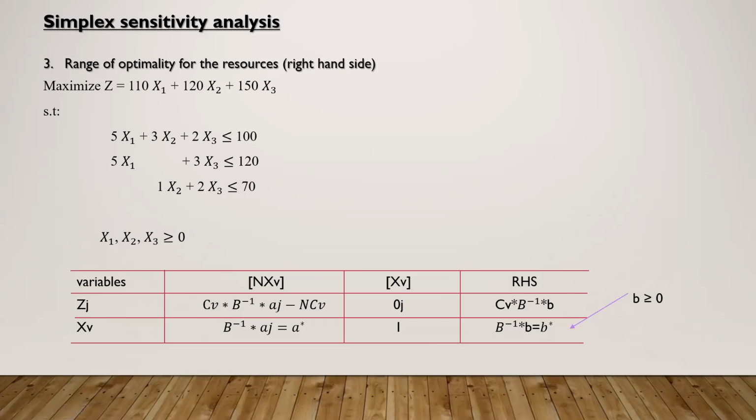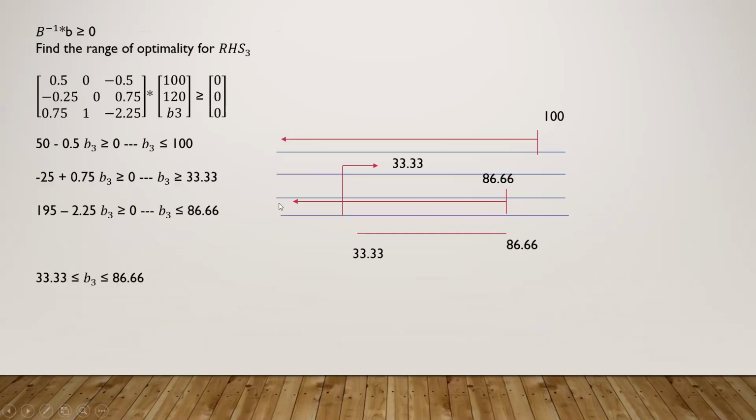So let's consider we found out the third one is having a problem. What is the range of optimality for this one? You're going to use this matrix again, B inverse by b. So what is B inverse? B inverse is the inverse matrix of the technological coefficients for the basic solution.